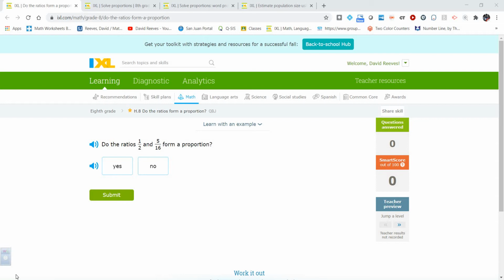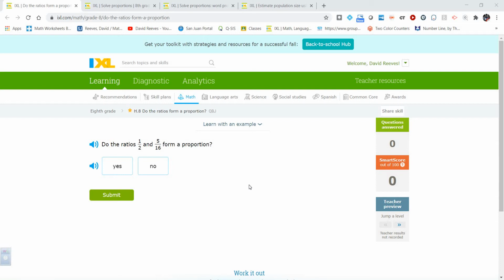And today we're looking at proportions. So in this first video, we're going to be looking at if a pair of ratios actually forms a proportion, then solving proportions. And then in the next video, we're going to do some word problems involving proportional relationships.